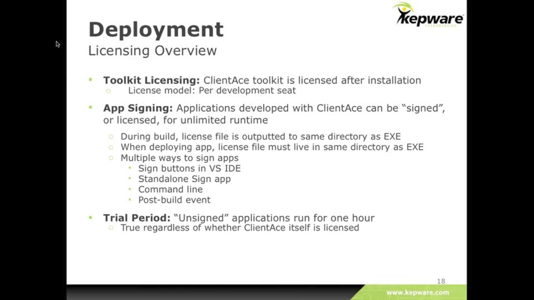And then there are 4 different ways that you can actually license or sign the application. You can do it through the Visual Studio IDE, where we have buttons in there. You can use our standalone sign app just in the normal file system. You can use the command line, or you can manually enter your own post-build event to sign. And then the last thing is just the trial period.